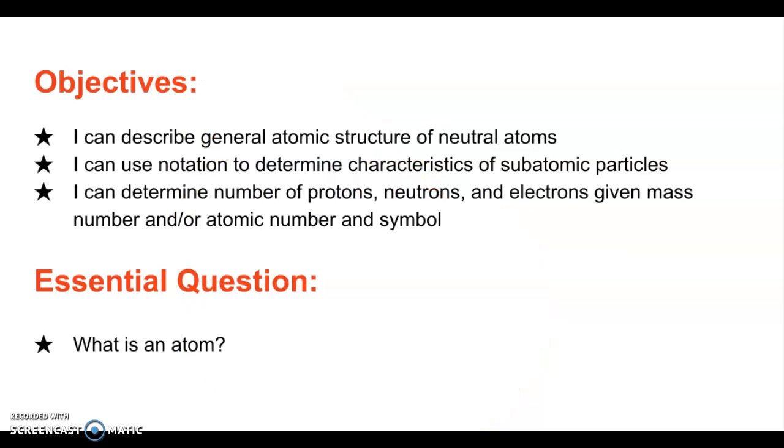So by the end of today, you will be able to describe the general atomic structure of neutral atoms. You're going to be able to use notation to determine the characteristics of subatomic particles. You can determine the number of protons, neutrons, and electrons given the mass number and/or atomic number and symbol. That is a lot of words, but they will make sense, hopefully, by the end of this lesson. Our essential question, what we're trying to answer, is: what is an atom?